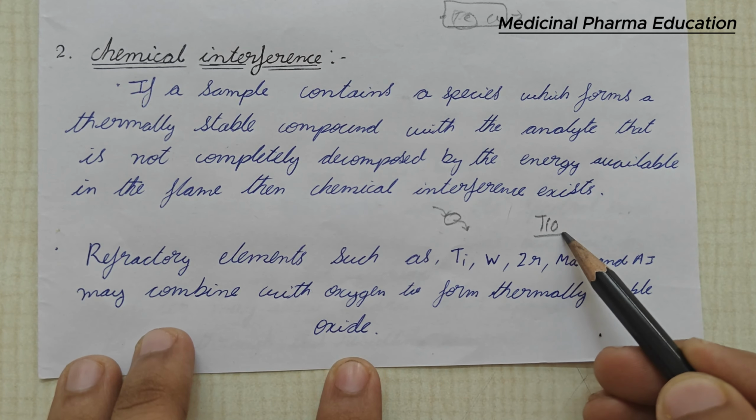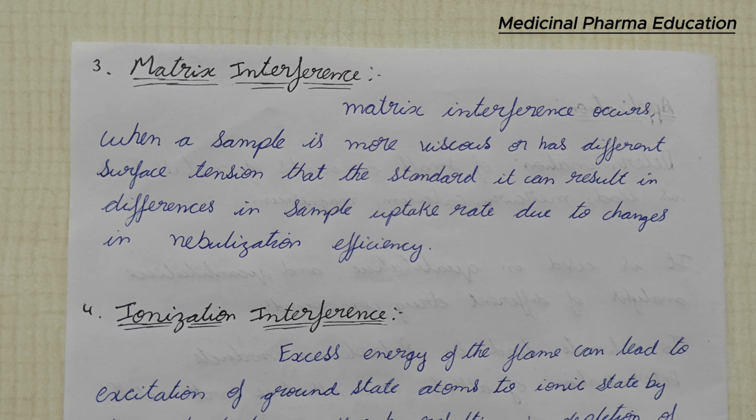It should be a uniform rate. If the sample is not flowing at a uniform rate, then fluctuation occurs, which may affect the result. If the sample is more viscous or has a different surface tension, what happens? If we take honey, the flow rate is different from water. If the surface tension or the viscosity is different, it causes an uneven flow of the sample to the nebulizer. This affects the nebulization efficiency, which in turn affects the result.